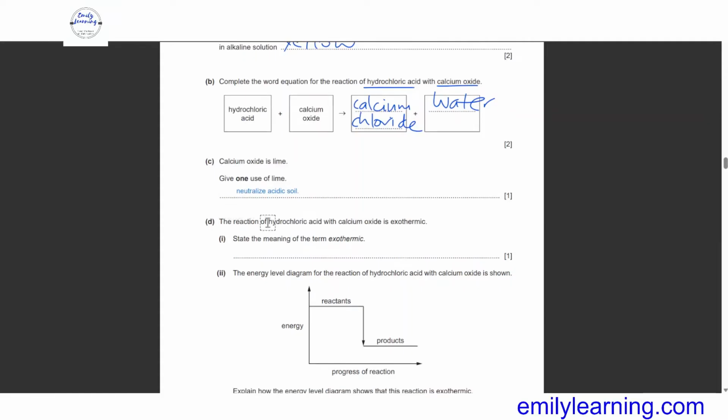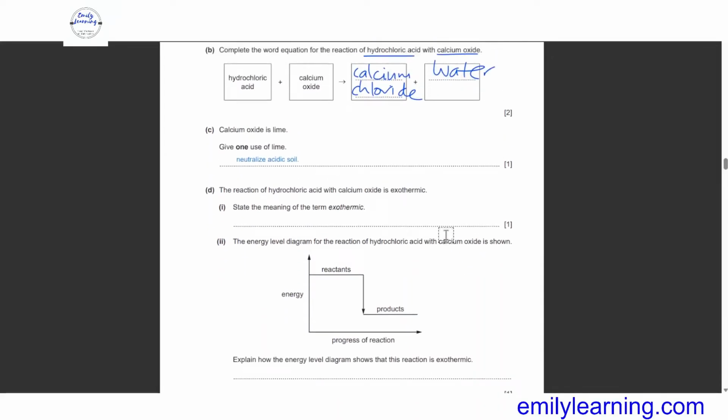Moving on to D, the reaction of hydrochloric acid with calcium oxide is exothermic. State the meaning of the term exothermic. So this is basically a definition question. An exothermic reaction is one that gives off heat.